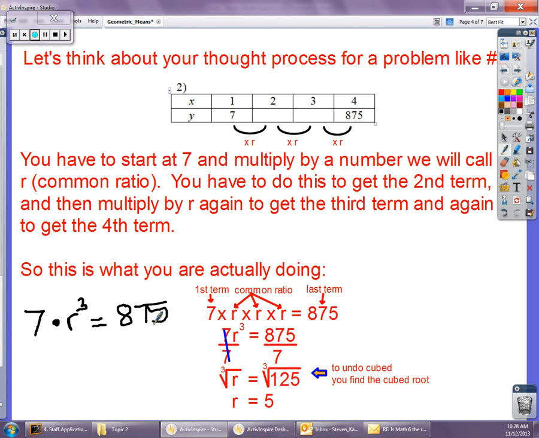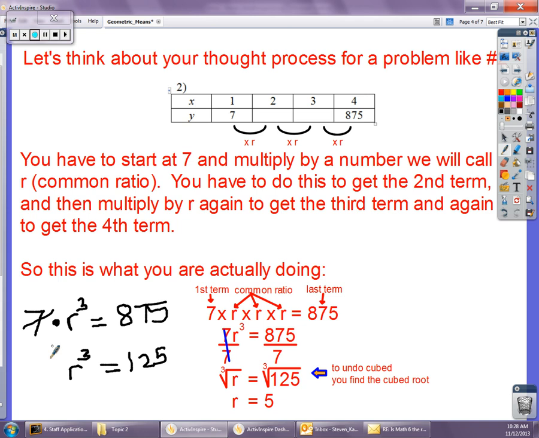Well, the way that you can solve this is, first of all, divide both sides by 7. Get rid of the 7. And when you divide 875 by 7, you get 125. So that means that you're multiplying some rate 3 times by itself to get to 125.